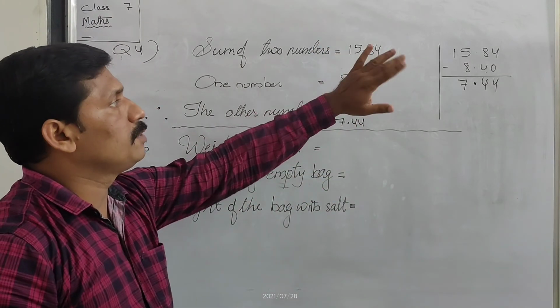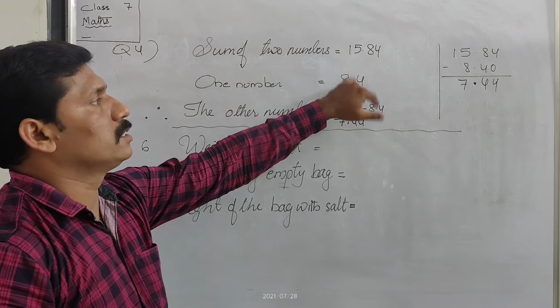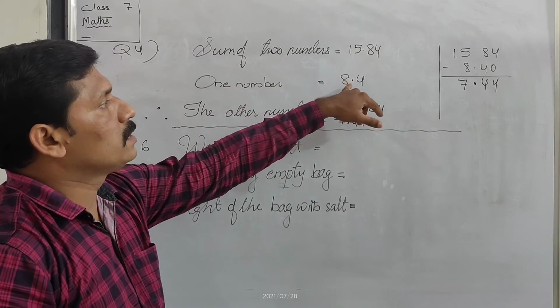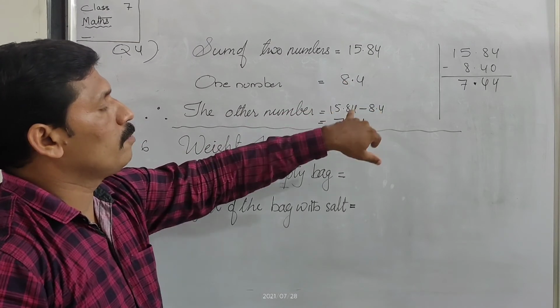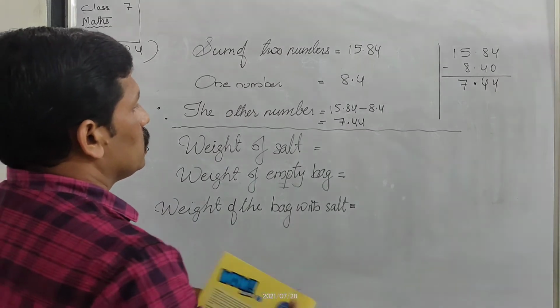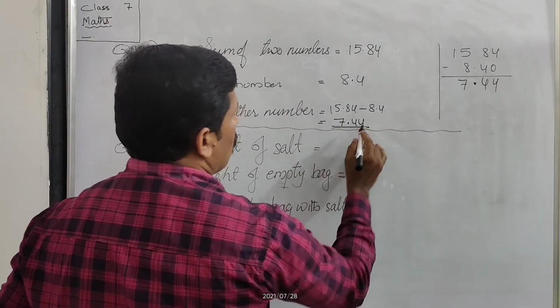Sum of two numbers is 15.84, and one number is this. Sum means it is addition. Two numbers added, then we got this, and one number is 8.4. Then what is the other number? In order to find out the other number, we subtract, and then we got 7.44. This is the other number.